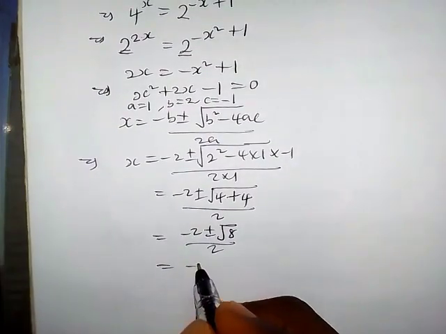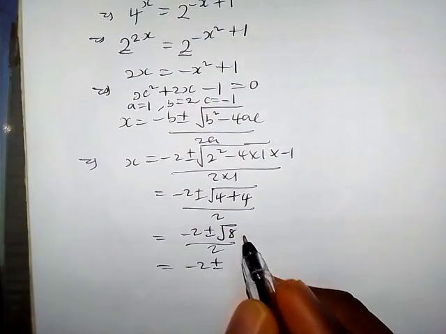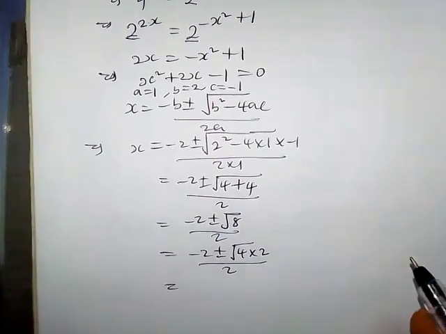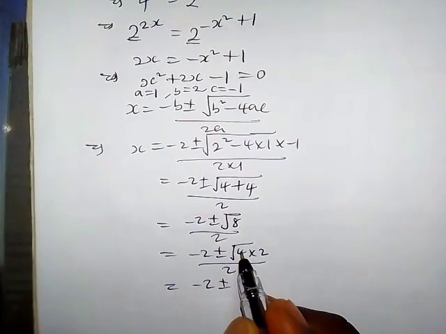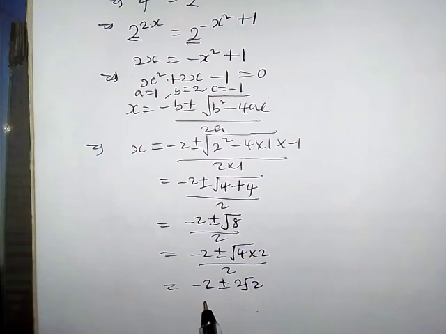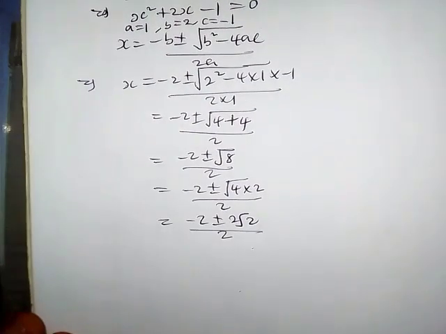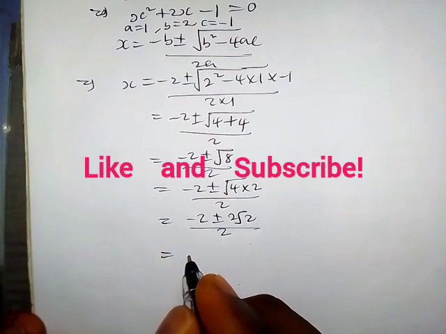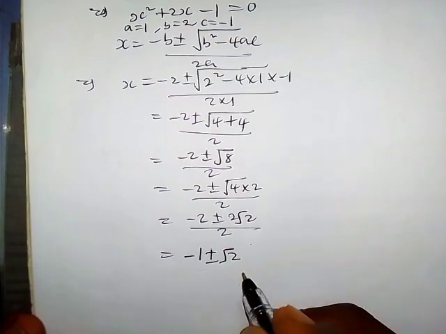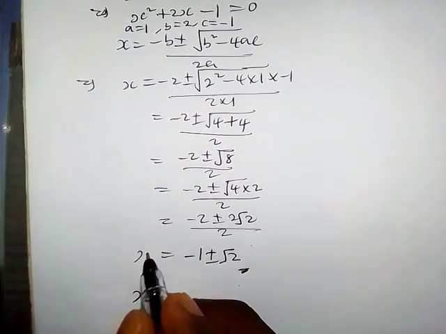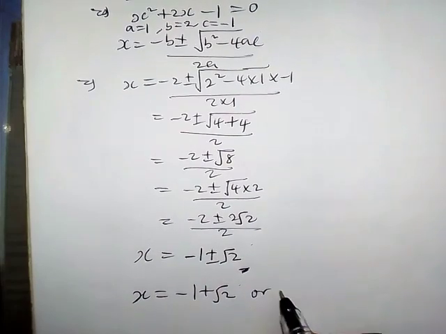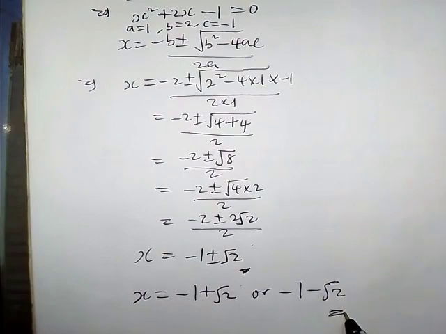When we proceed further, we have minus 2 plus or minus the square root of 8, which can be written as 4 times 2, over 2. So we have minus 2 plus or minus, this is simply 2 root 2. The square root of 4 is 2, so 2 times the root 2, we have 2 root 2 over 2. When we divide through by 2, we have minus 1 plus or minus the square root of 2. So this is the solution. So x is either minus 1 plus root 2 or minus 1 minus root 2.